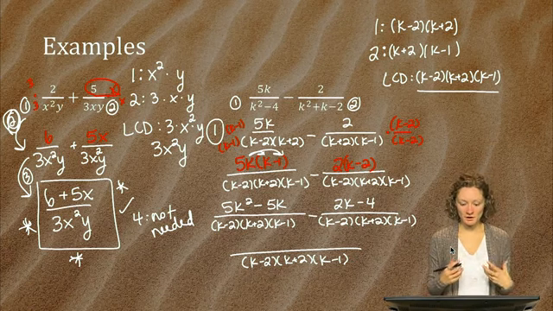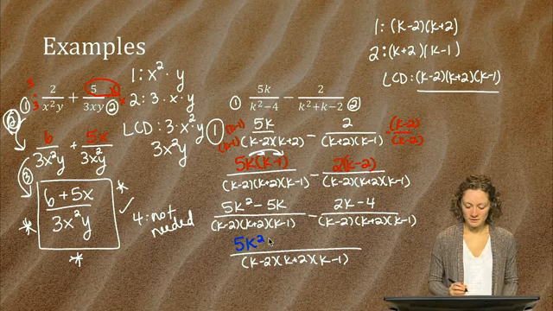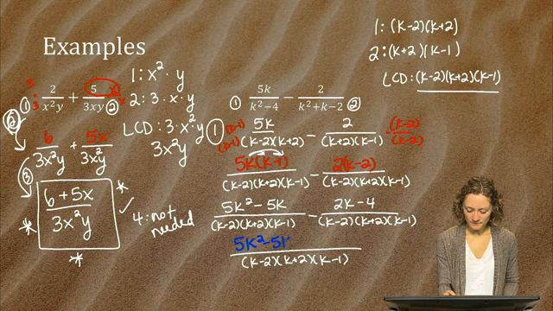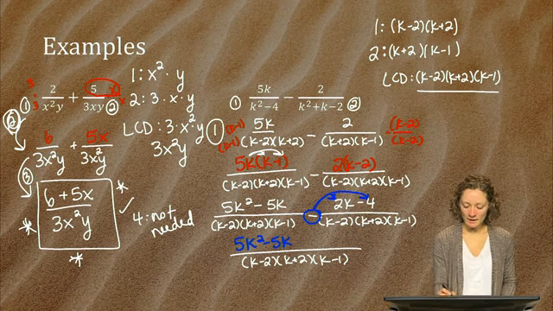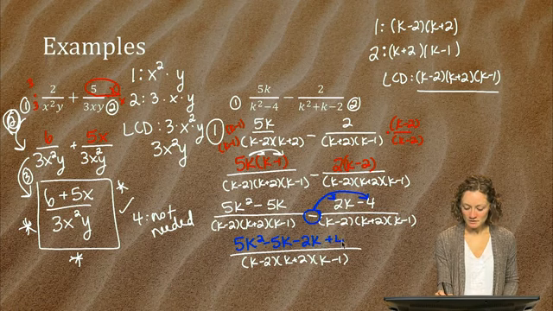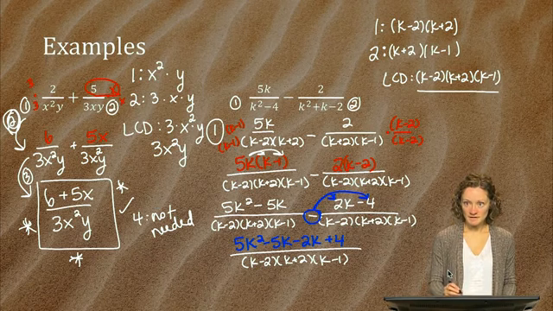And now we pull the numerators together. So we have 5k squared minus 5k. Then the whole thing is subtracted. So I'm going to distribute the negative right away. This becomes minus 2k plus 4. There's our numerator. Clean this up a little bit more.